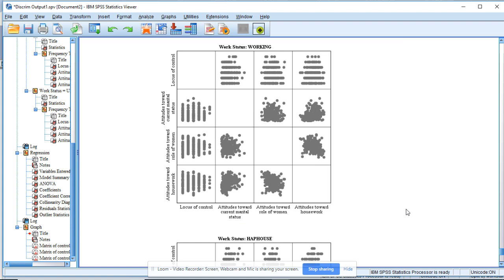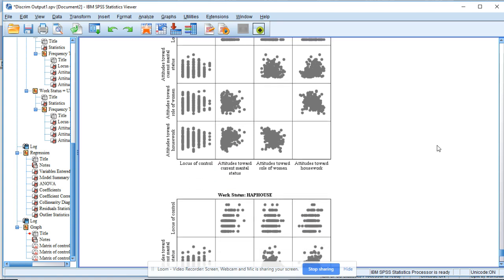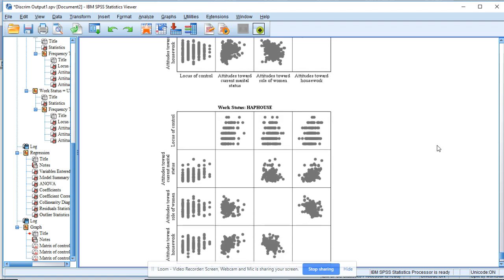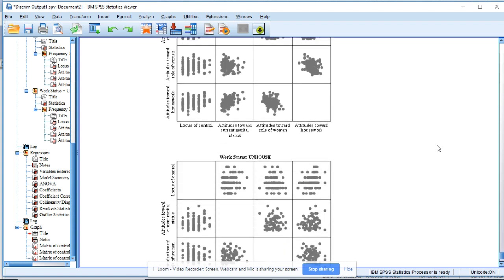So here we're looking for kind of oval shapes, and I know that this looks a little bit funny. I believe that's because locus of control isn't as wide of a range as the other scales, so it is a little bit different. Perhaps that's why they labeled it as ordinal instead of scale. I'm not sure. Either way, we're not seeing anything particularly problematic in these scatter plots.